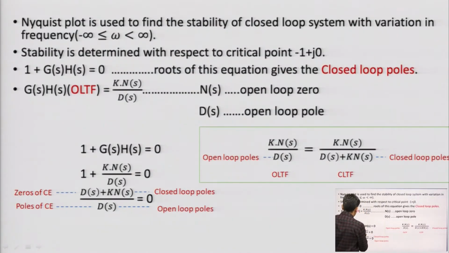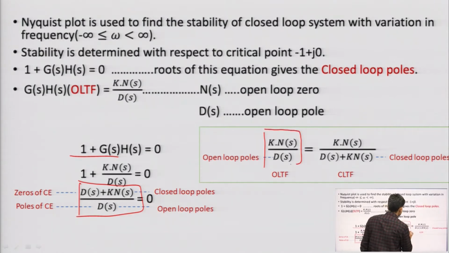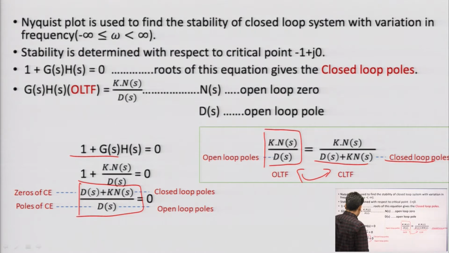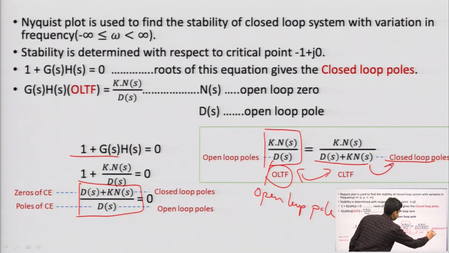So, this we have done in the last session. If we calculate the 1 plus GSHS transfer function, we will get this expression, and if we calculate a normal open loop transfer function, this will be the expression. Here, if we compare the open loop and closed loop transfer functions, ds plus kns is basically giving us the closed loop poles, and this ds is the open loop pole, right. So, this denominator gives us the open loop pole.